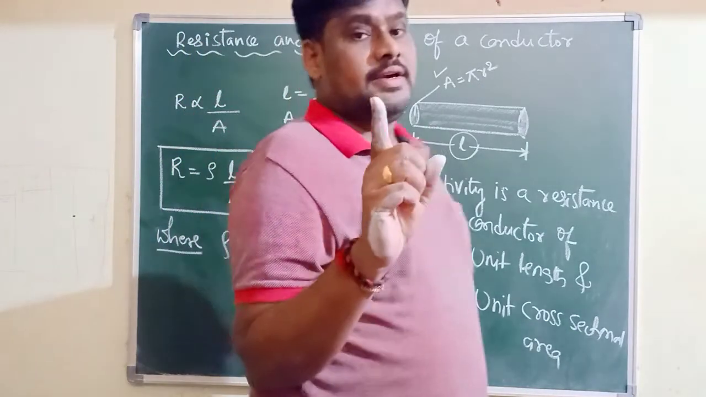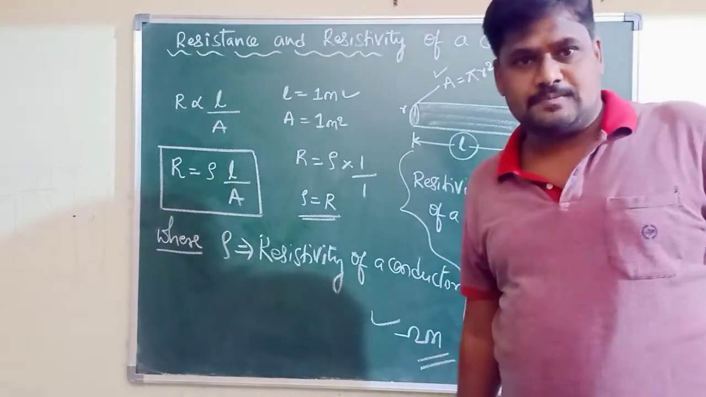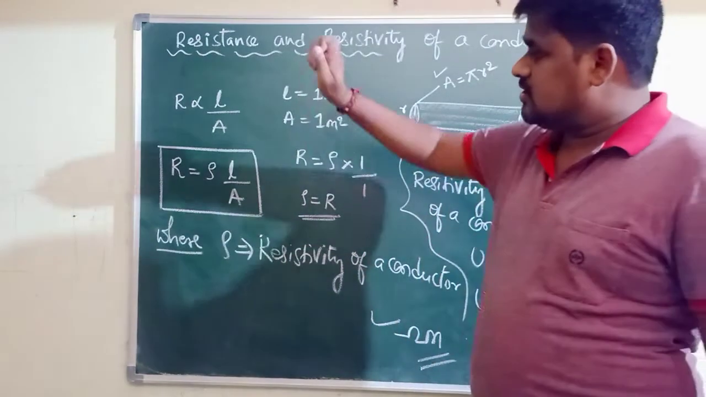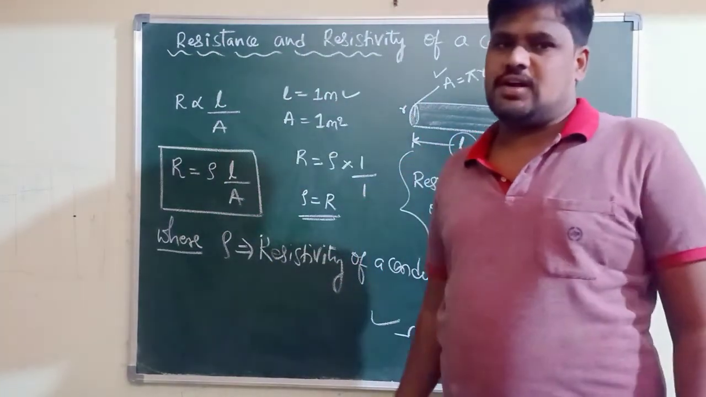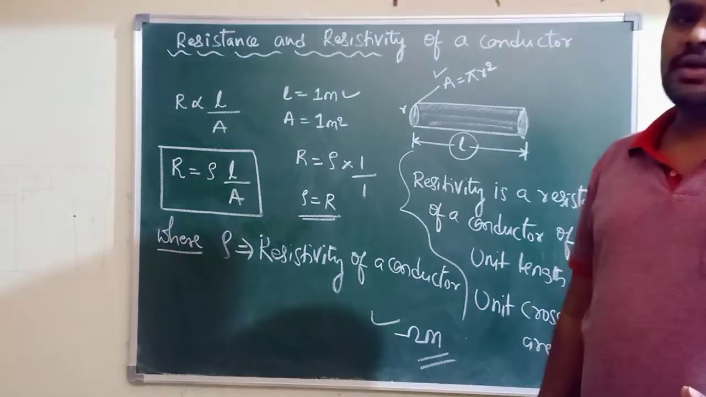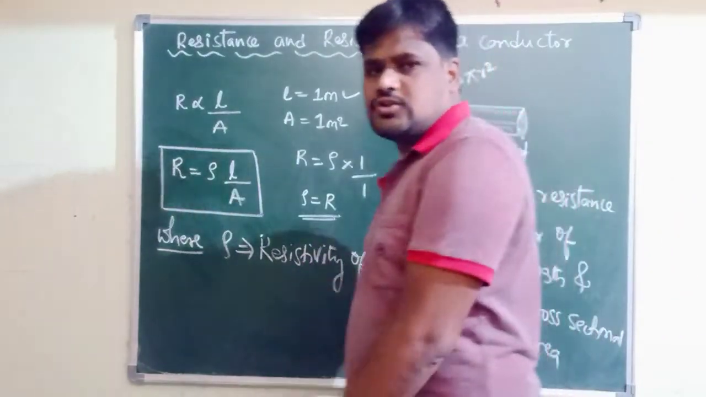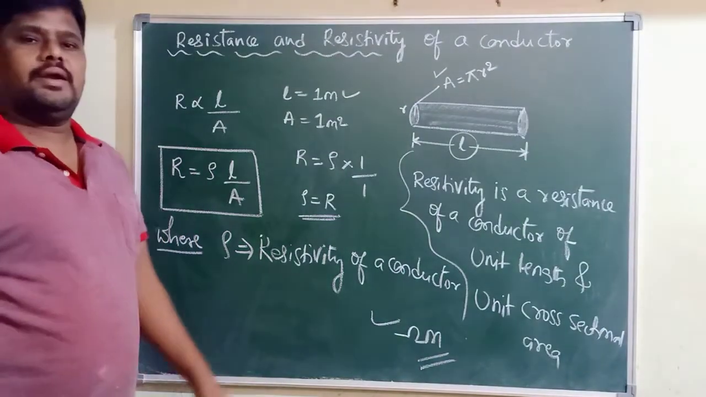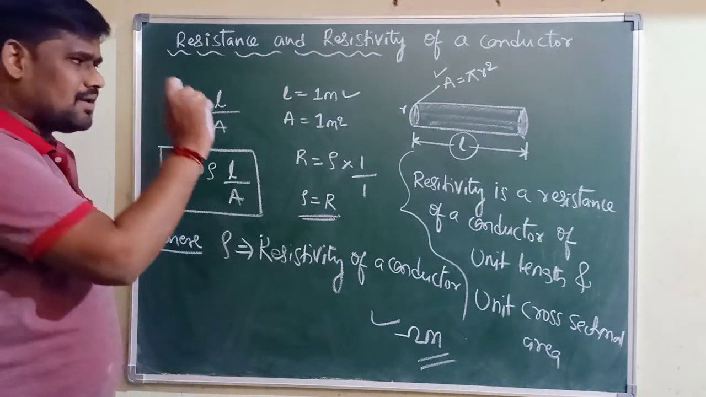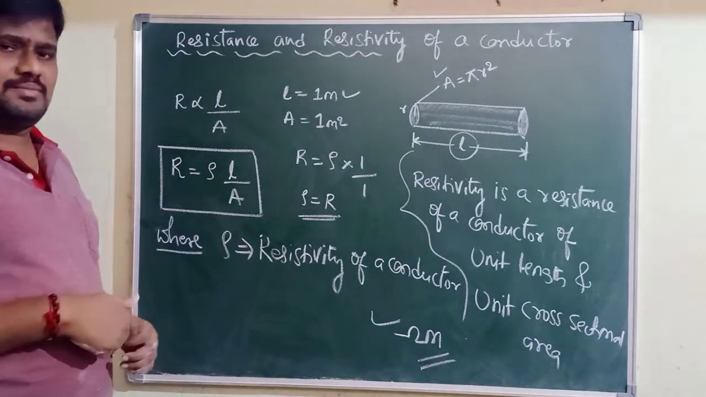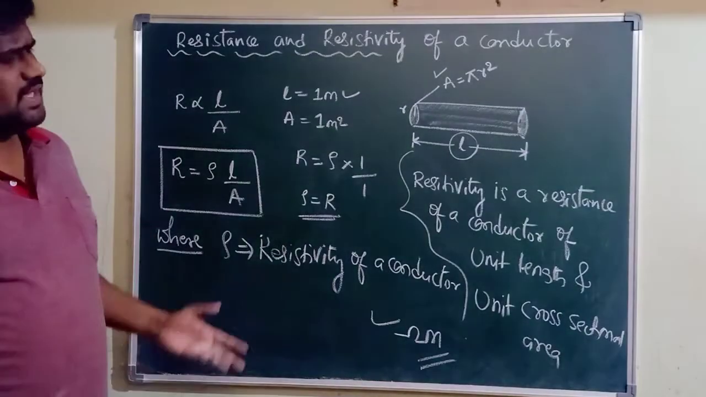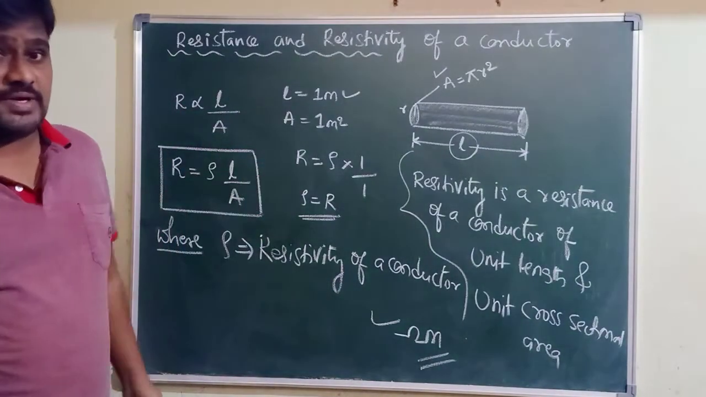Try to find the difference between resistance and resistivity here. Resistance depends on the length of a conductor. Resistance depends on the area of cross section of a conductor. But resistivity does not depend on length or area of cross section of a conductor, but it depends on the material of a conductor. It depends on which material the conductor is made from. And one more thing, resistivity also depends on temperature. That I will discuss in the next class.